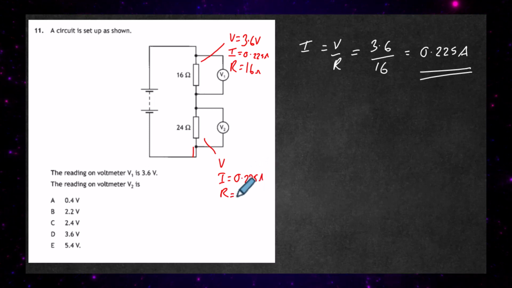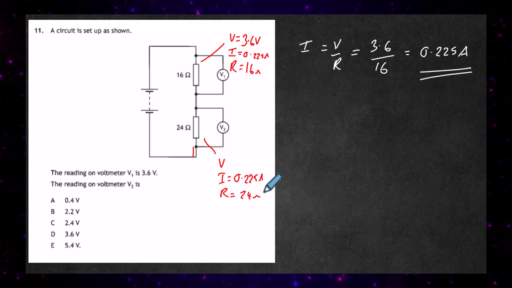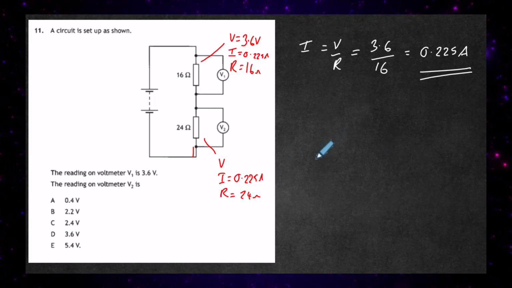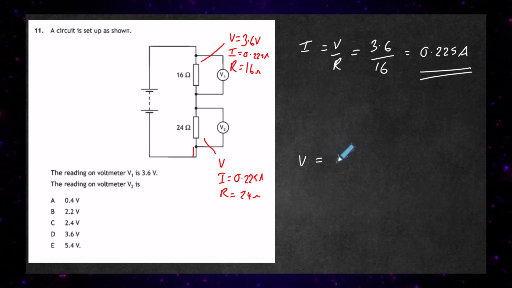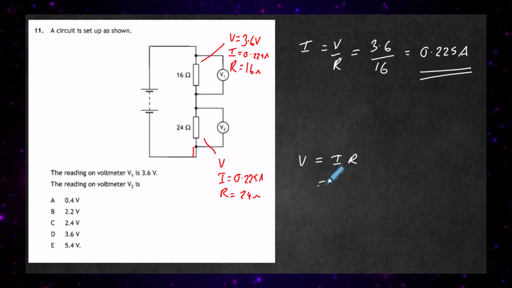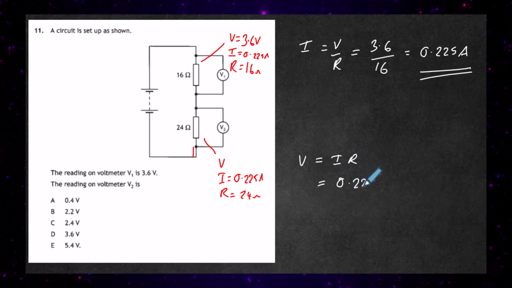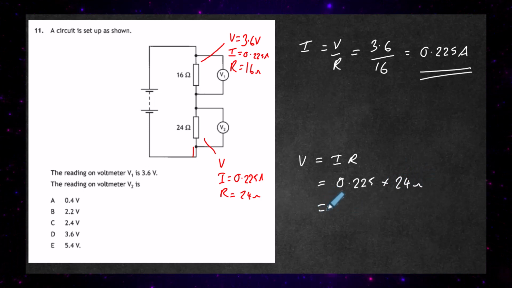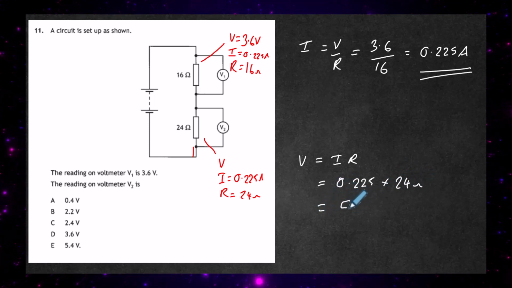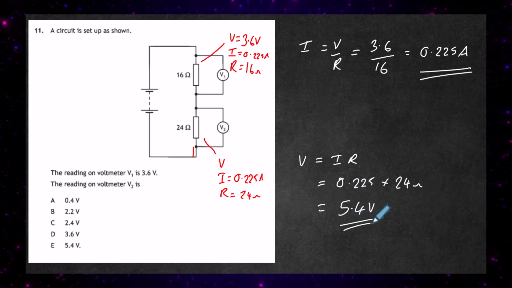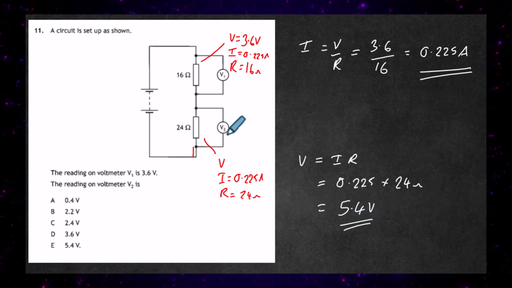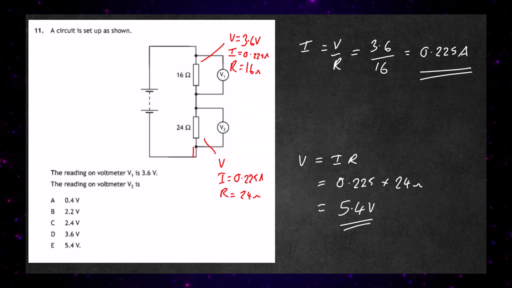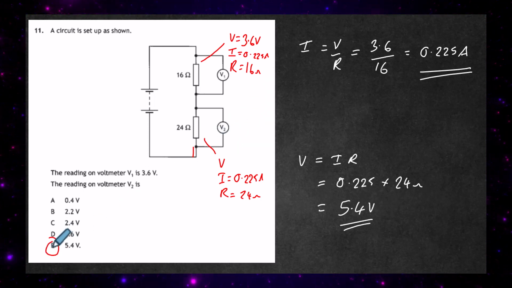We know the value of this resistor is 24 ohms. All we have to do now is work out the voltage here, using Ohm's law, V equals I R. The current is 0.225 amps and the resistance is 24 ohms. On the calculator, we end up with a value of 5.4 volts. So the potential difference measured by V2 across the 24 ohm resistor is 5.4 volts, and that gives us an answer of D.